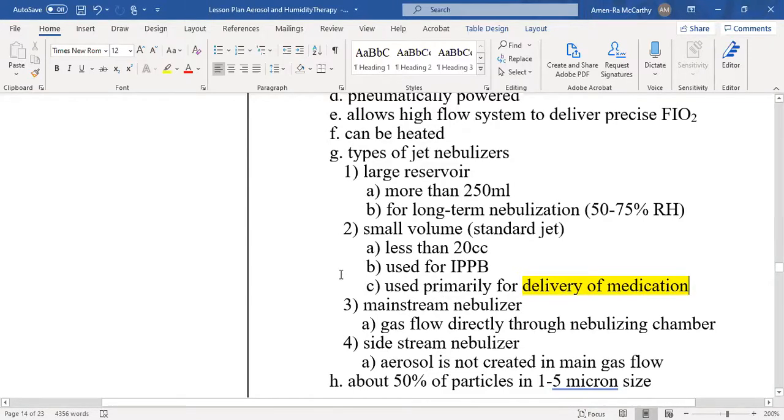Yes. I know what medication is, but what is medication?